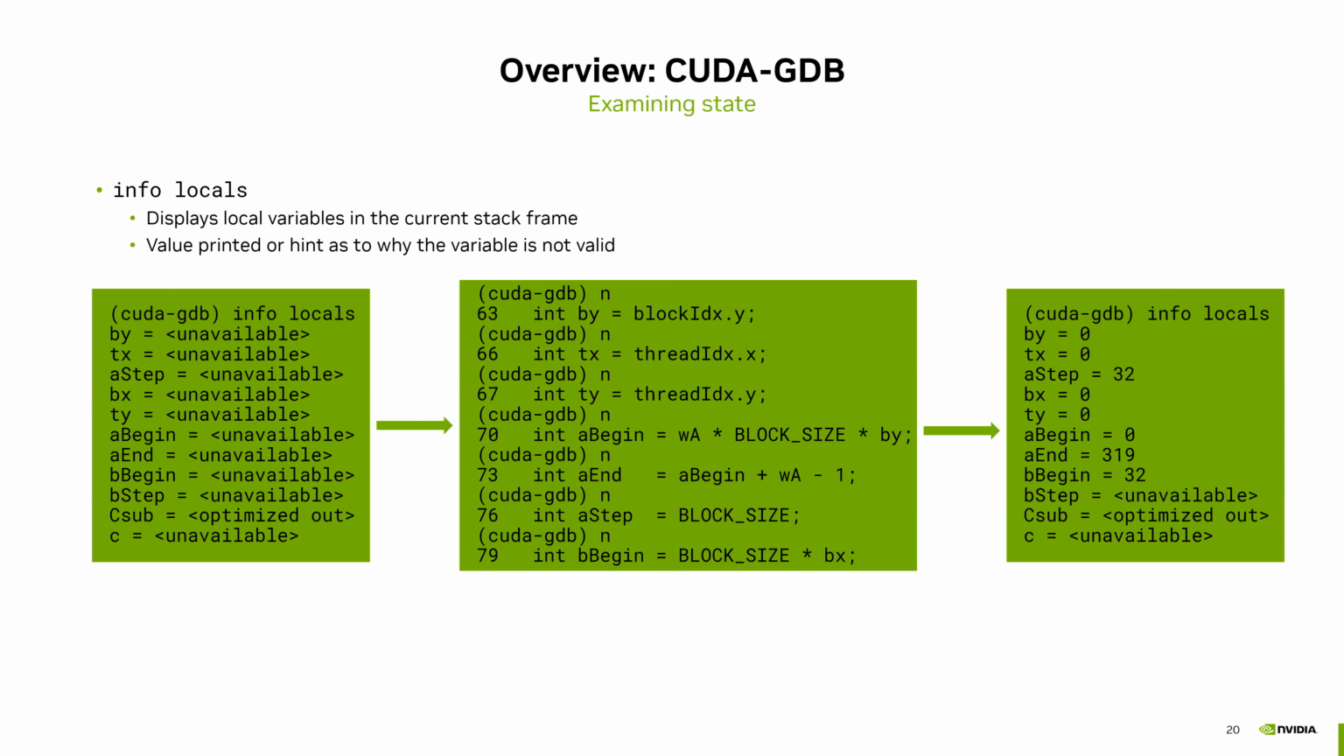So if I step through my application a few times, you can see that in the middle here I'm issuing next commands. These registers are becoming live. So if I issue an info locals again a second time on the right, you see that the values have been updated.